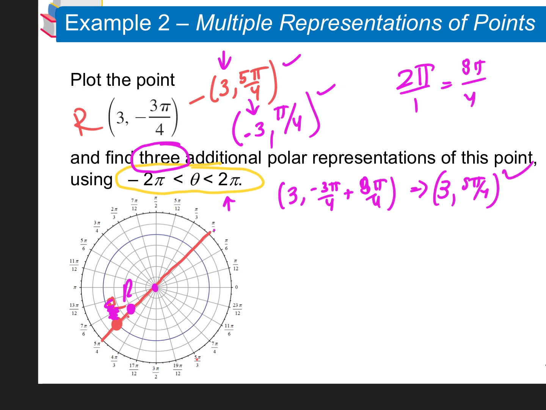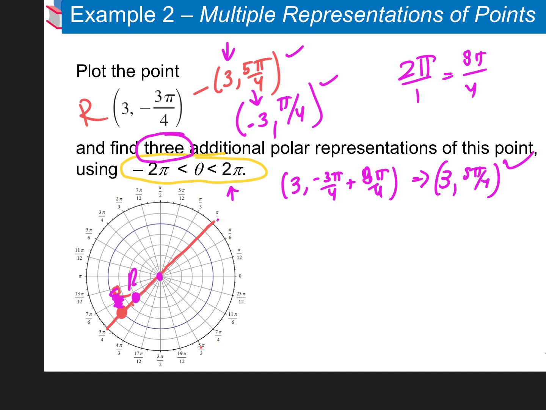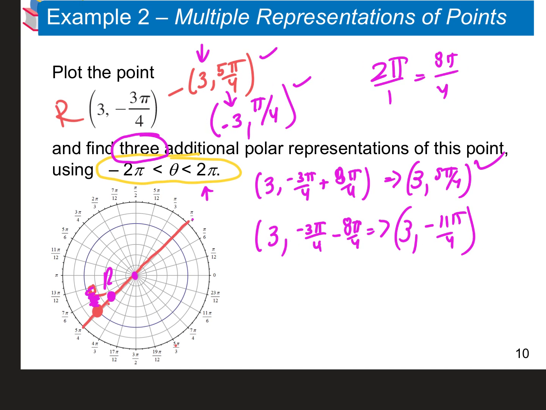So now let's say, okay, well, let's subtract. Let's see what happens when I keep 3 positive and then I subtract one whole circle. Minus 8 pi over 4. So I end up with 3, comma, negative 11 pi over 4. Mathematically, that is correct, guys. No problem. But this constraint tells us, wait a second, it has to be in between negative 2 pi and positive 2 pi. If I look at this, 4 goes into negative 11 negative 2 times with a little bit left over. So this is smaller than negative 2 pi.